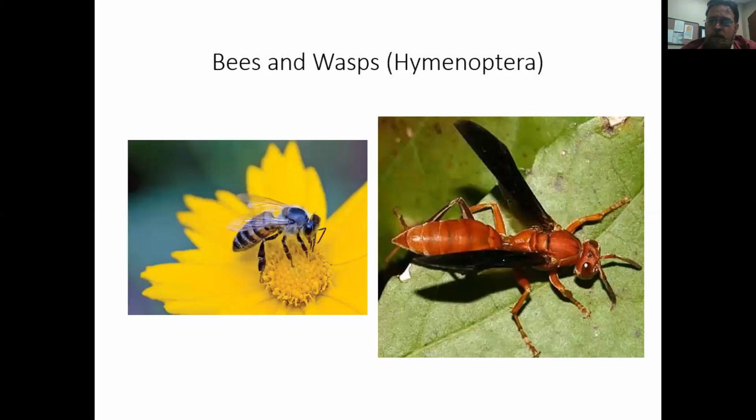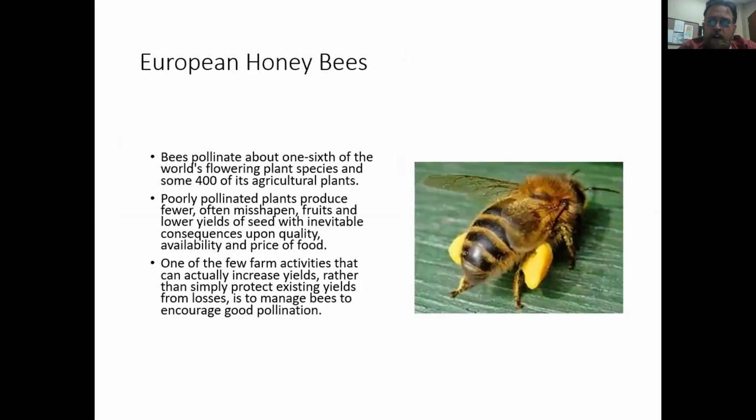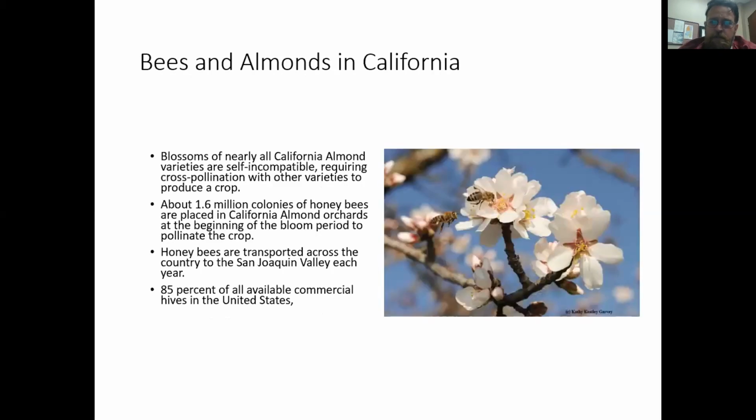Of course, we have the bees and wasps. We all know the carpenter bee is boring into wood, a number of different species. And we all know and love the European honeybee, which pollinates about a sixth of the world's different flowering species, 400 different kinds of agricultural plants. And having bees is really one of the few things we can do that significantly increases yield as opposed to just protecting yield. Keeping and protecting our honeybees is really important.